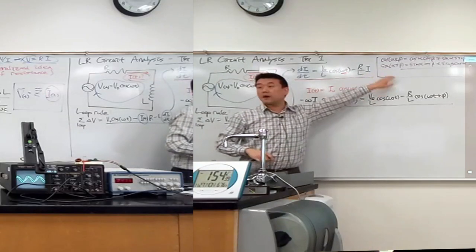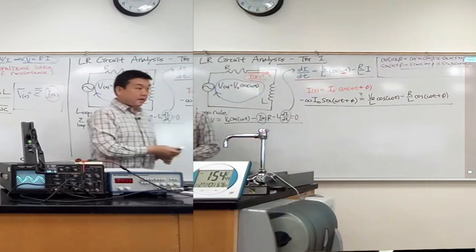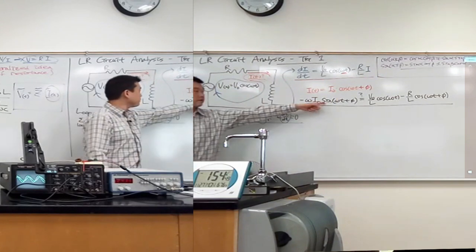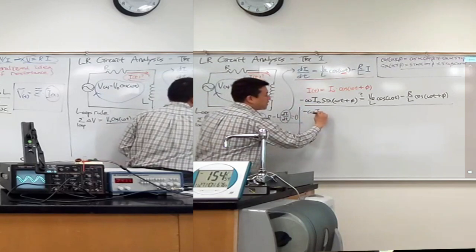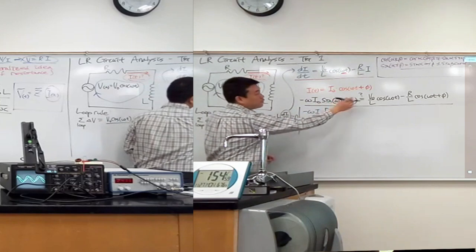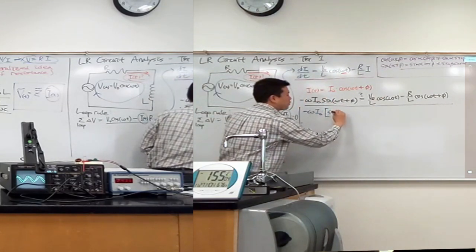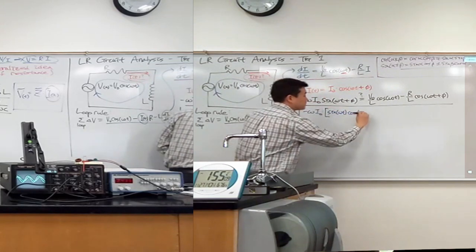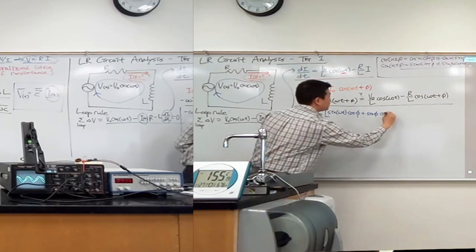So let me use this formula to simplify this and see if I can get a more reasonable result. I have to rewrite this step by step. The left-hand side will be minus omega I naught times, using this trig identity, sine of omega t cosine of phi plus sine phi times cosine of omega t.